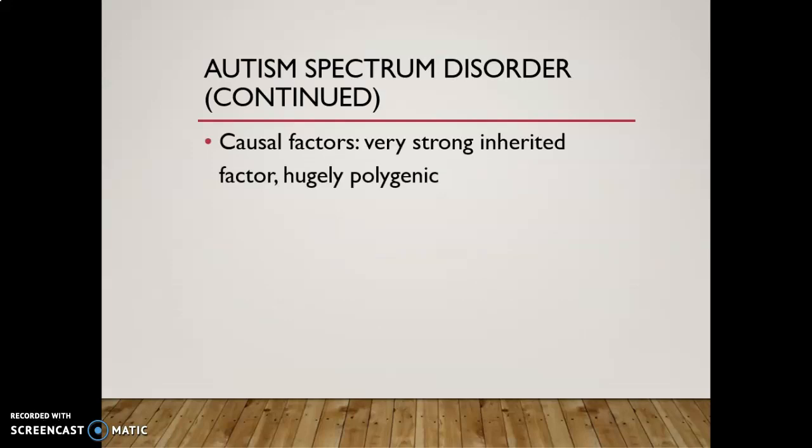Causal factors, we do not know. Except that more recent research seems to indicate that it is pretty much purely biological. They used to think that it was because you had a cold mother, the refrigerator mother. No, that's not going to help things, but it's not going to cause it. It really does seem to be inherited, which is why we will see parents with multiple children with autism. And it also appears to be hugely polygenic, in that it's caused by multiple genes.